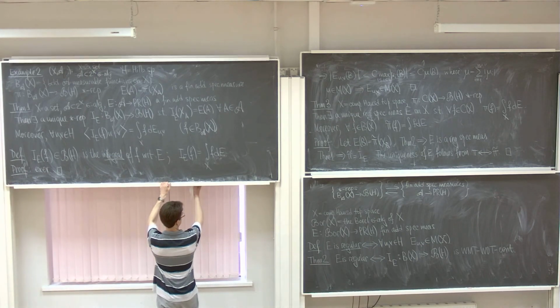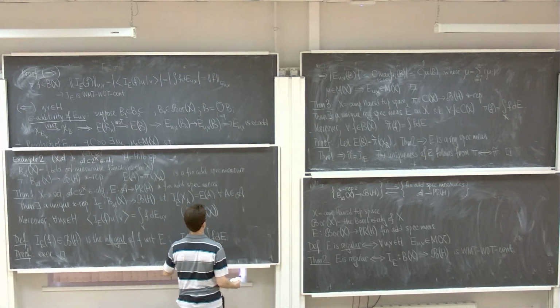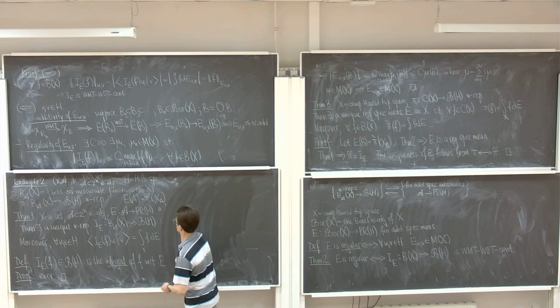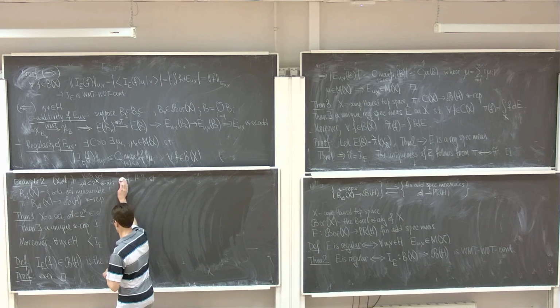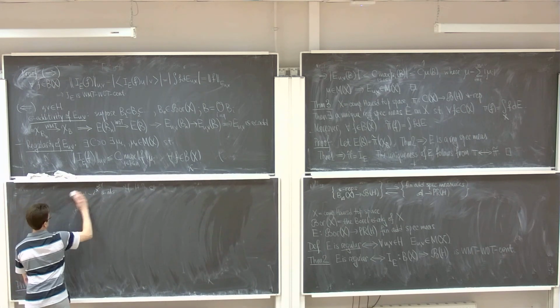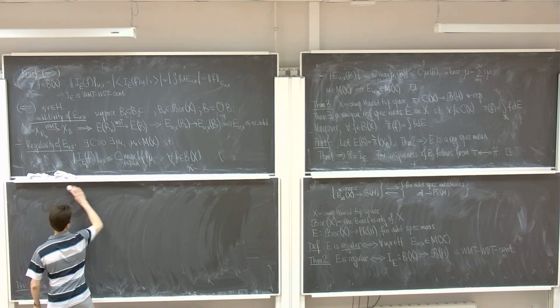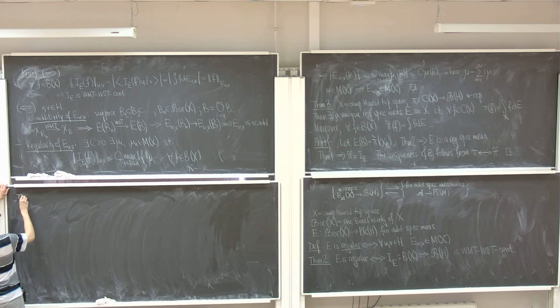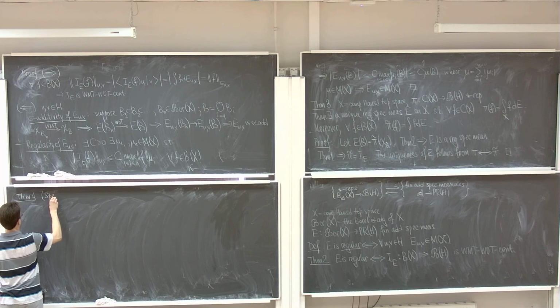our final form, our last form of the spectral theorem. Spectral theorem in terms of spectral measures. Theorem 4. This will be spectral theorem 3.